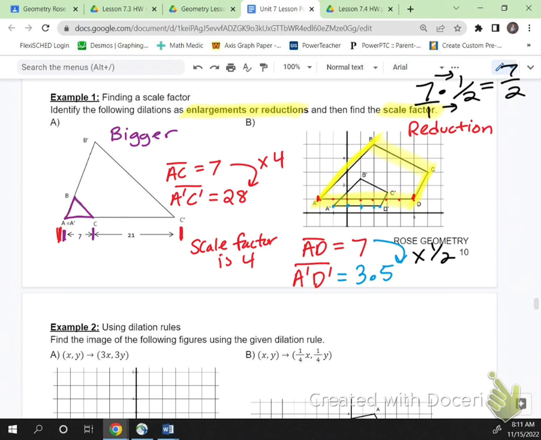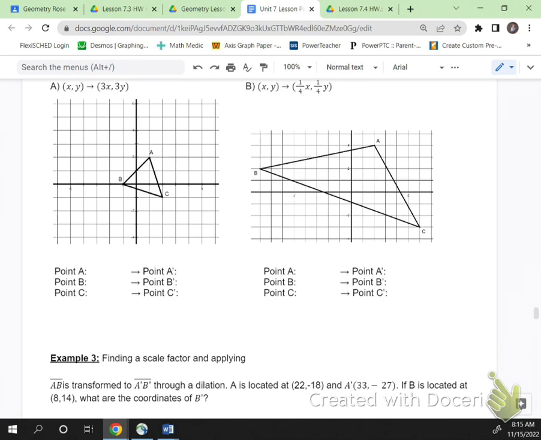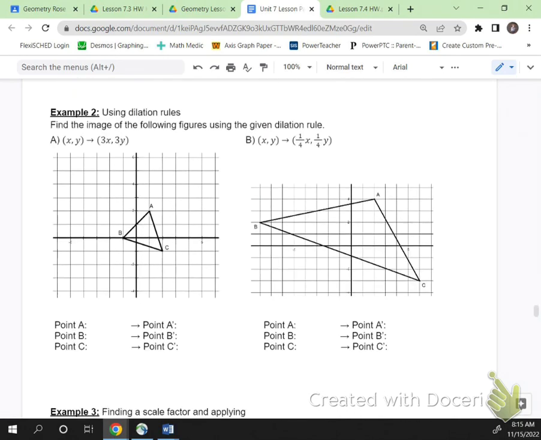You ready? Next page. Flip it. Now you have to draw them in using dilation rules. Look at that fraction. All right. Let's start with A.